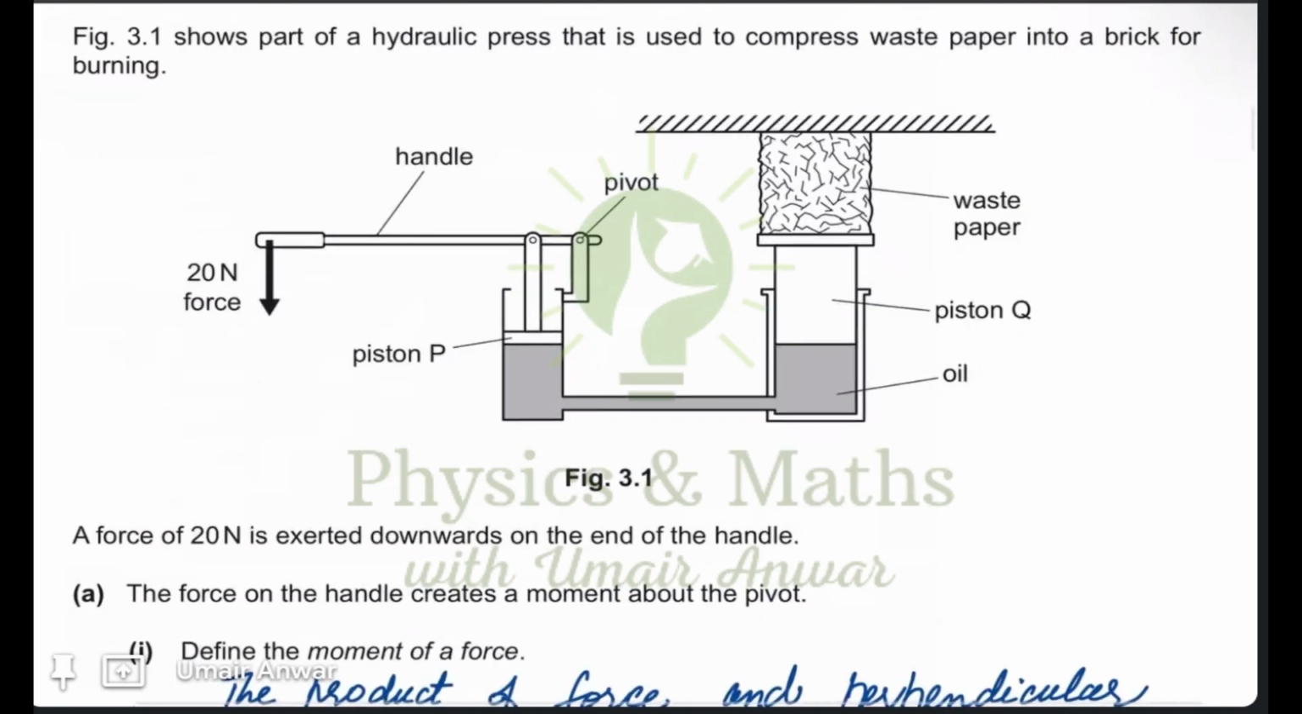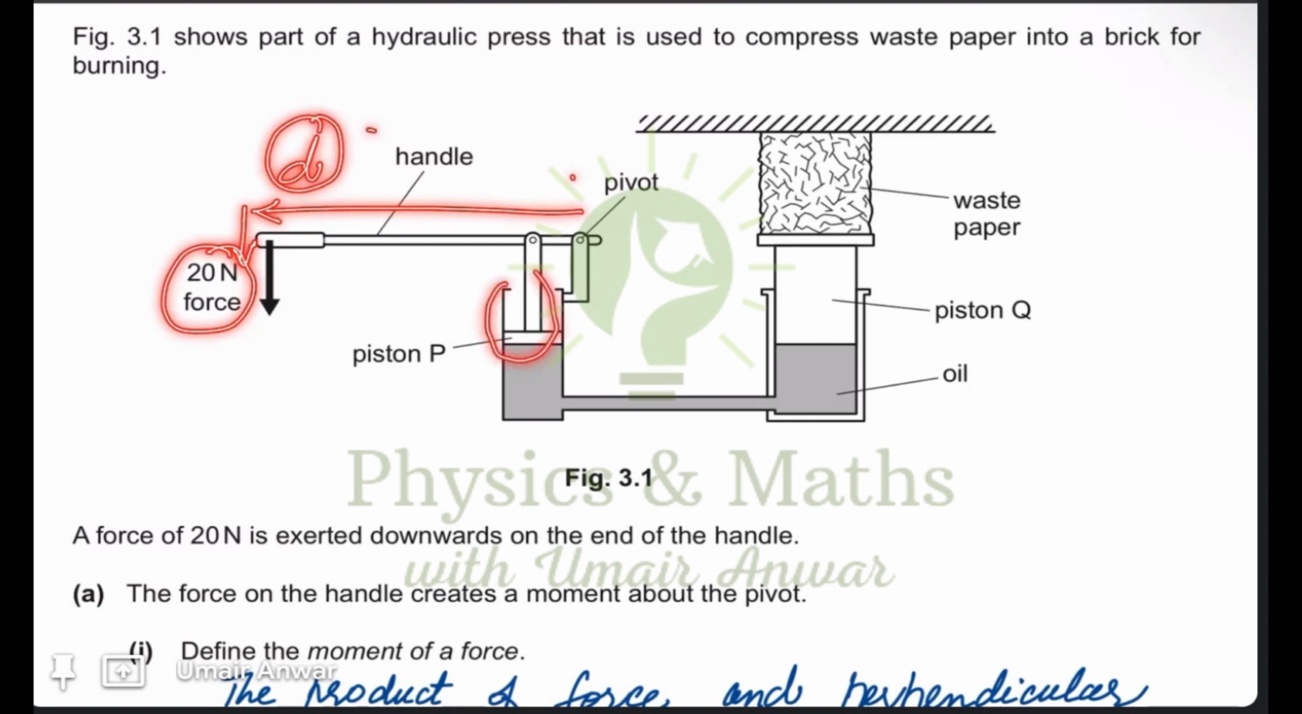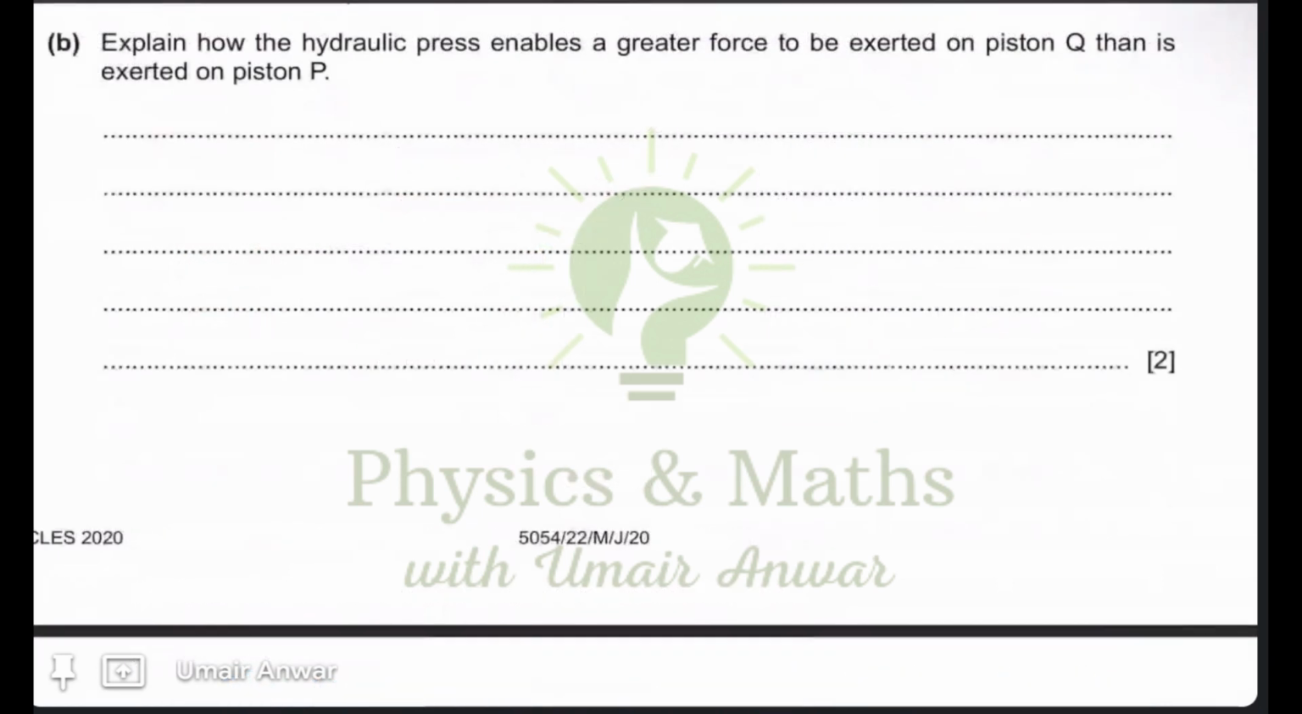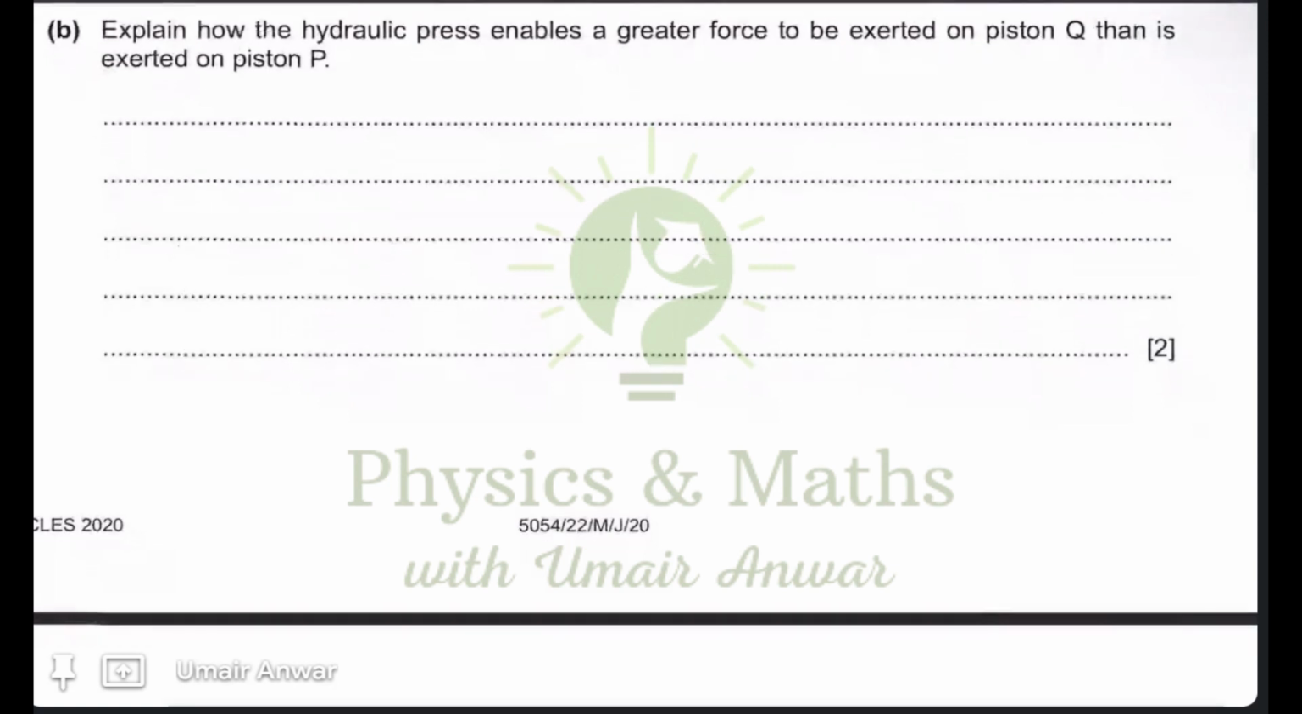Now, when we exert a force at a larger distance from the pivot, the moment created would be the product of this force and this distance. The same moment would be transferred to this piston P. But since it is at a very smaller distance, the force being applied on this piston is going to be much larger than 20 Newton because of having a smaller distance. So this is how the mechanism is used. The moment created by the force on the handle is transferred to the piston P, and since the distance is smaller, the force exerted would be much larger.